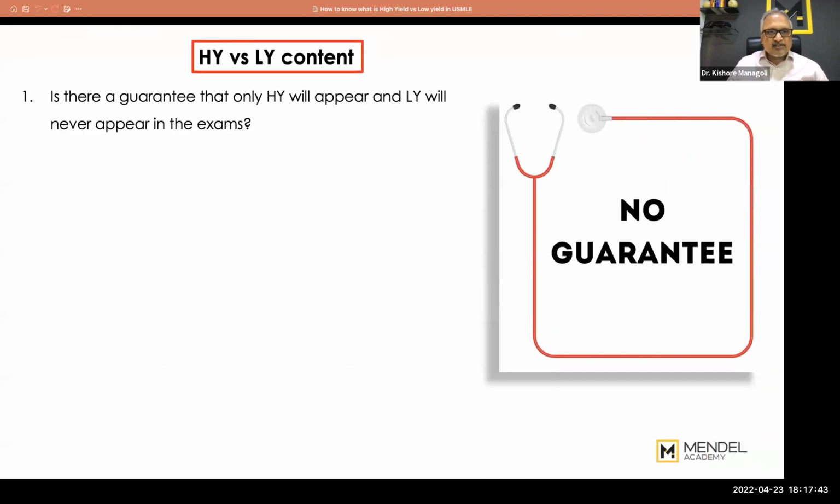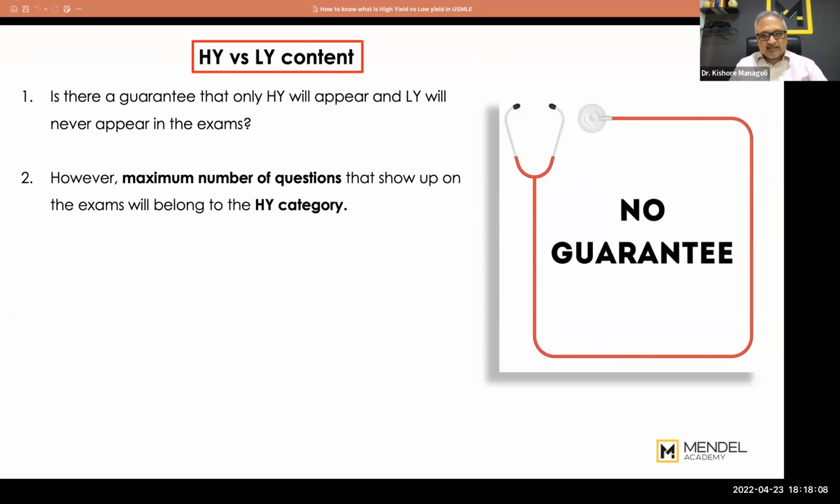Now, we need to differentiate between high yield and low yield. So is there a guarantee that only high yield will appear and low yield will never appear in the exams? Well, the answer is there is definitely no guarantee. I have heard students tell me that low yield content has often shown up or sometimes shown up, but what we can say is the maximum number of questions that show up on the exams will belong to the high yield category. So what I am trying to convey here is that you should master the high yield content first.